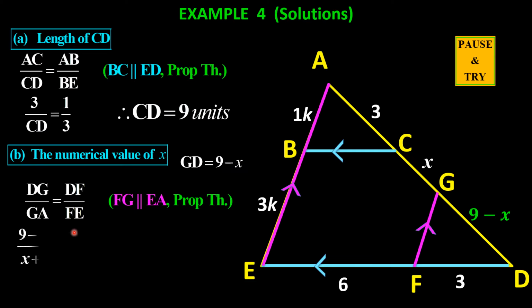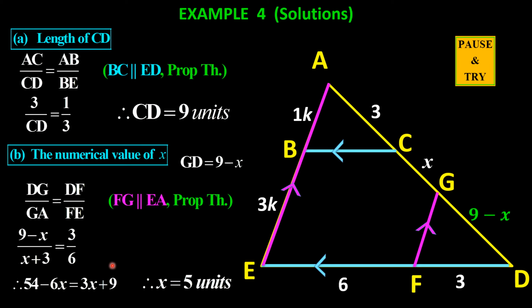Then we can substitute. DG is 9 minus X and GA is X plus 3. And then this is 3 over 6. We can cross multiply, simplify that, and then we can calculate X, and X here is equal to 5.